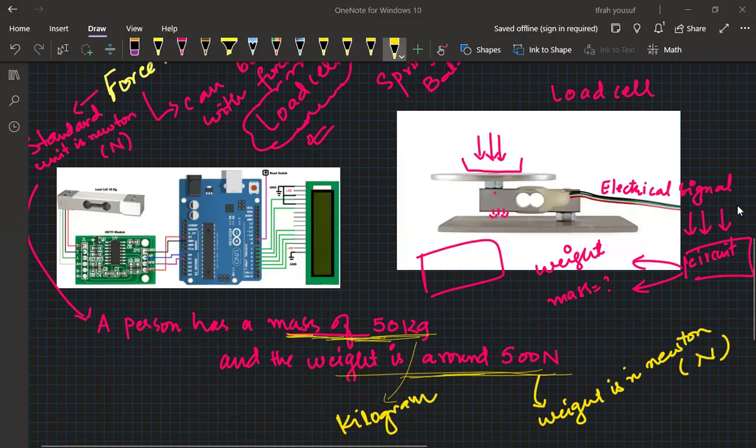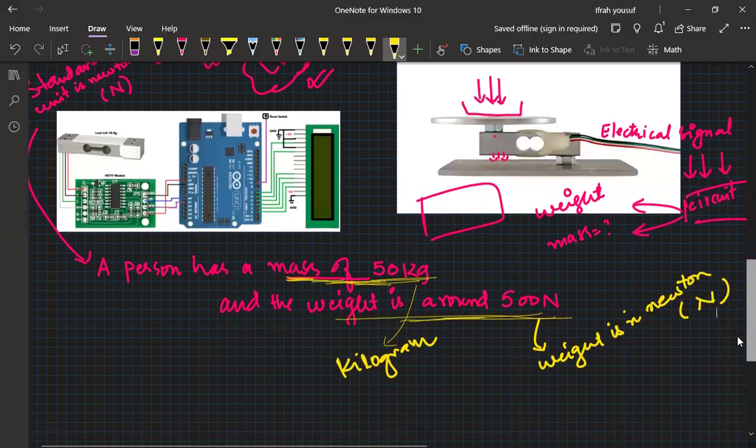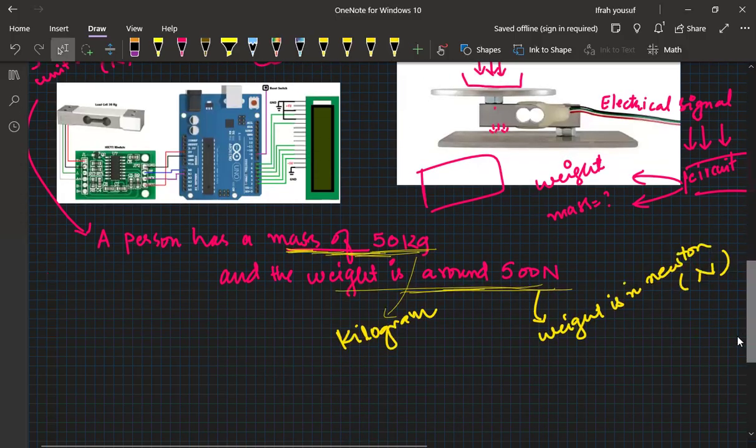Now, is this clear to you? Will you be able to differentiate in reading data of mass and weight? Yes, weight is in Newton, and you can't say that 50 kilogram is my weight. You must be saying that mass is 50 kilogram. Is this clear to you? Yes, beta. You can't say that 50 kilogram is my weight. 50 kilogram is the mass, right?